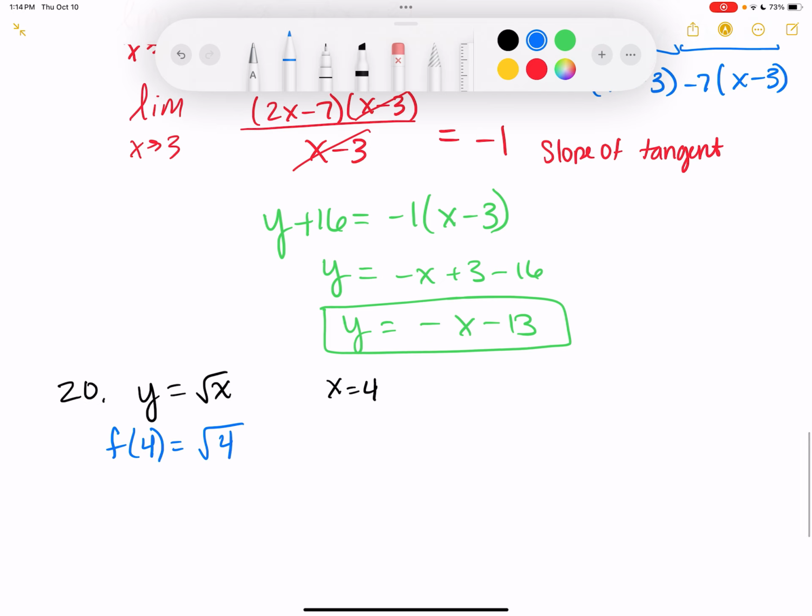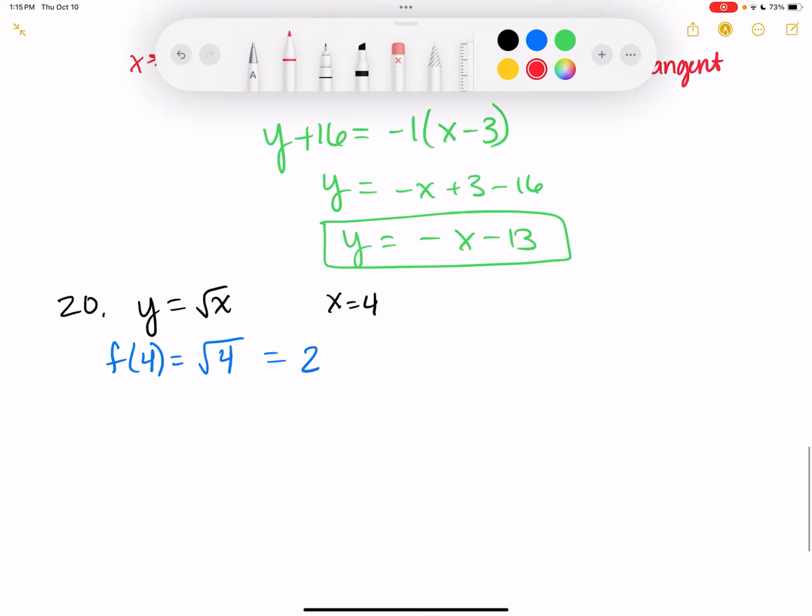Yes. All right, f of 4, square root of 4 is 2. Are we only taking the positive? We're just saying that's equal to that. We didn't take the square root of both sides.